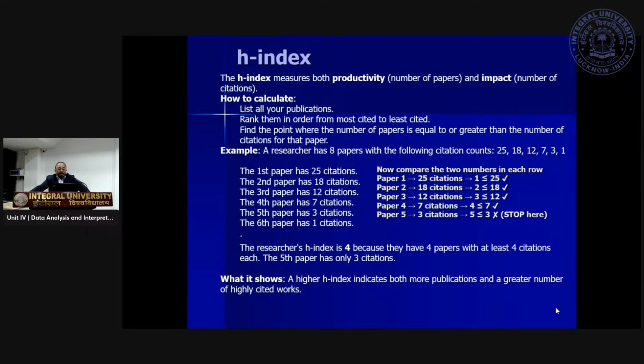6 papers, sorry, wrongly written. 6 papers with the following citations. Count 25, 18, 12, 7, 3 and 1. These are the 6 papers which have citations.